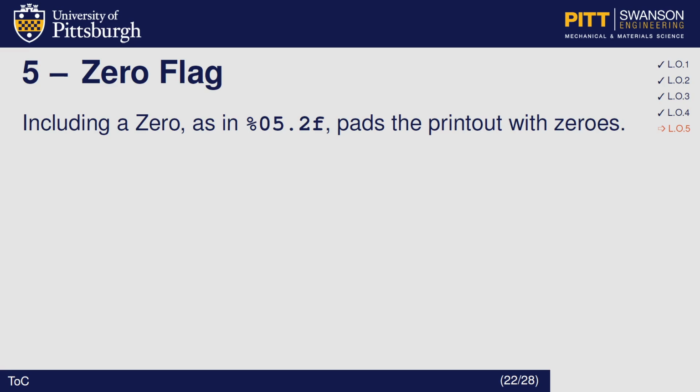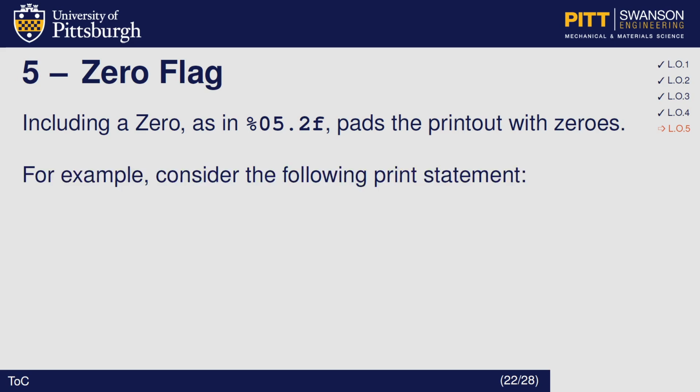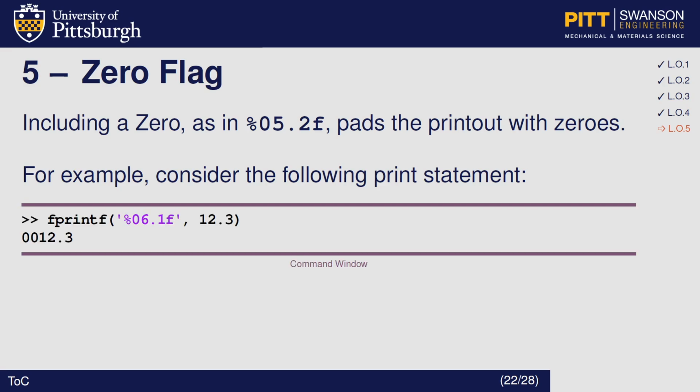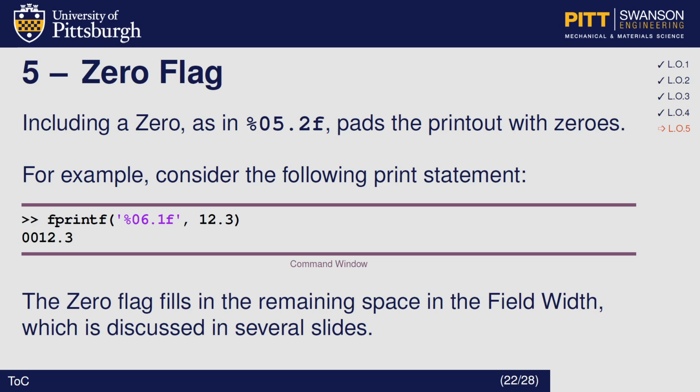A 0 flag, as in %05.2f, pads the printout with zeros. For example, consider the following print statement. We use a 0 here to print out around the value 12.3, and that prints out an additional 2 zeros before the actual numeric value. This fills in the space of the field width, which is discussed more in a couple of slides.